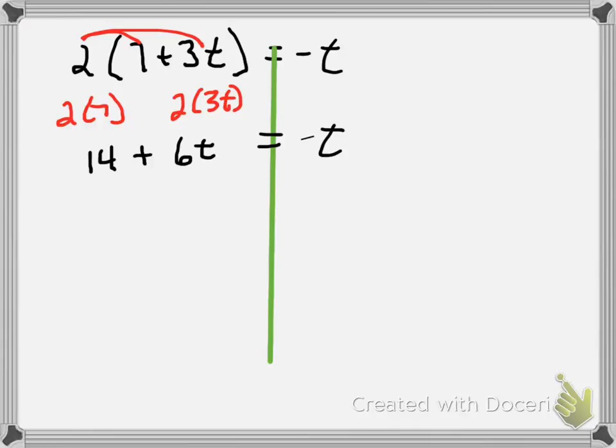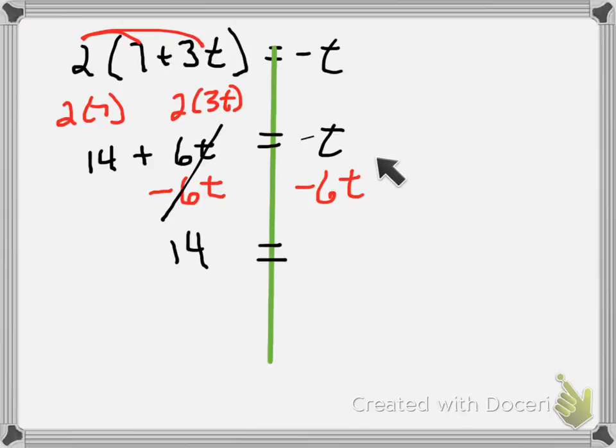So how do I move the 6t? How do you do the opposite of add 6t? Subtract. So we're going to subtract 6t from both sides. Now, of course, those two do go away from each other. 6t minus 6t is 0t. So there are no t's left. And that gives me 14 equals.